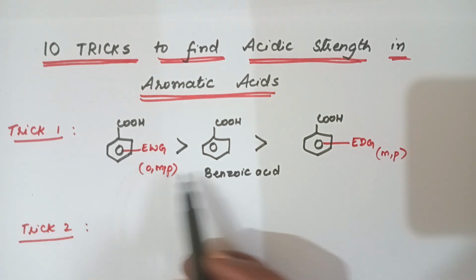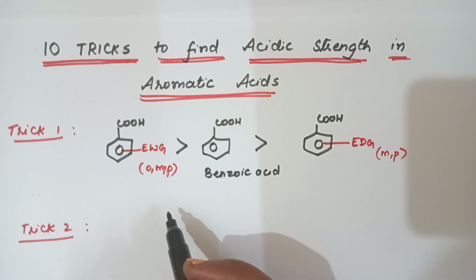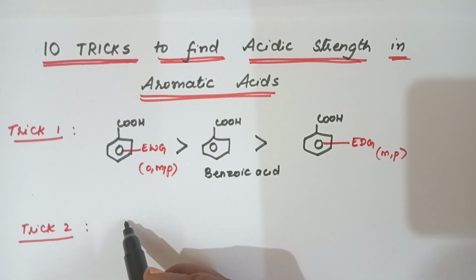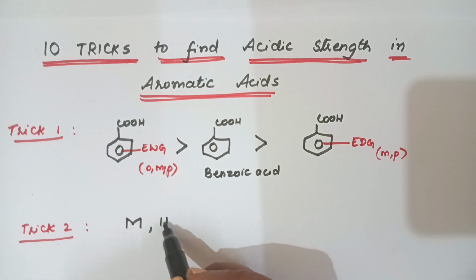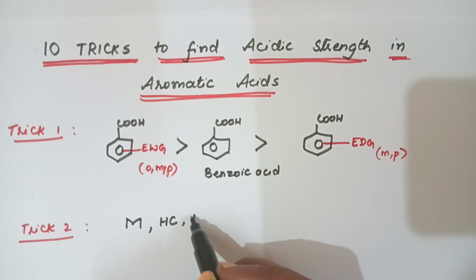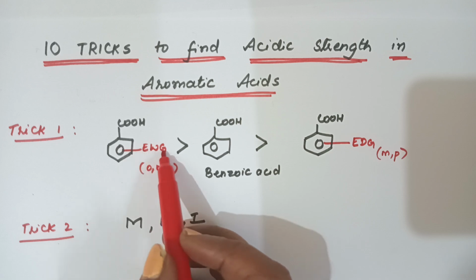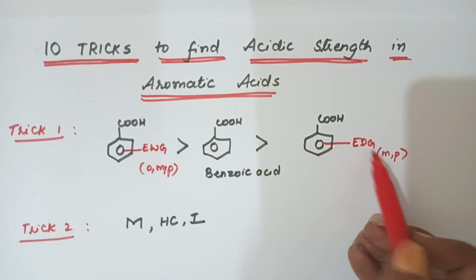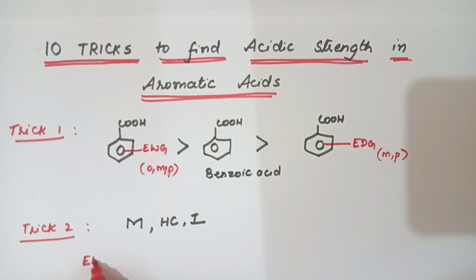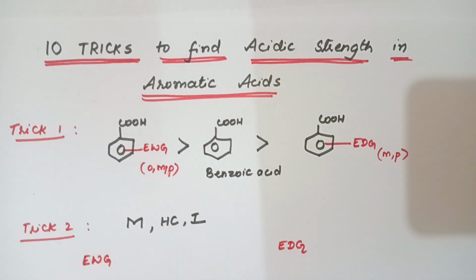To find out which is more acidic, we have to consider 3 effects. One is called mesomeric effect or resonance effect. Second is hyperconjugation. Third is inductive effect. So here we have written electron withdrawing group and electron donating group. So which effect will these groups show, whether it shows M effect, HC or I, let us find out.